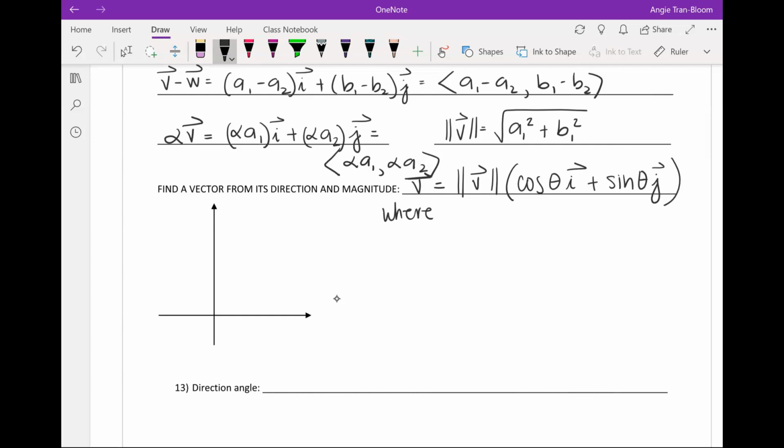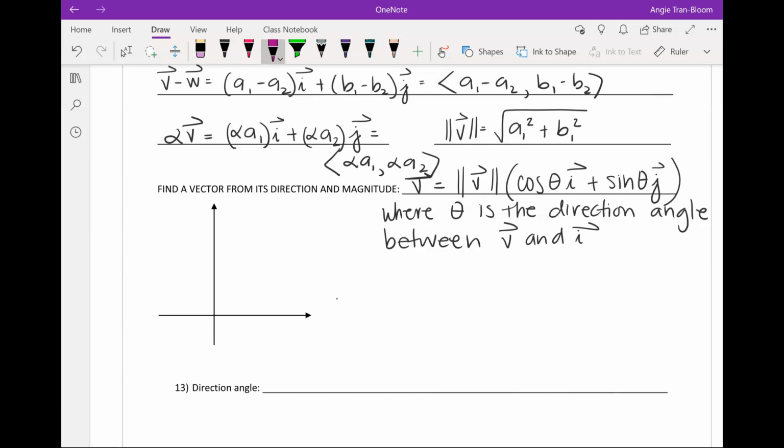And where theta is the direction angle between vector V and vector i. And this is where I want to clear up your i and j and what that even meant, okay? So I just mentioned i and j.